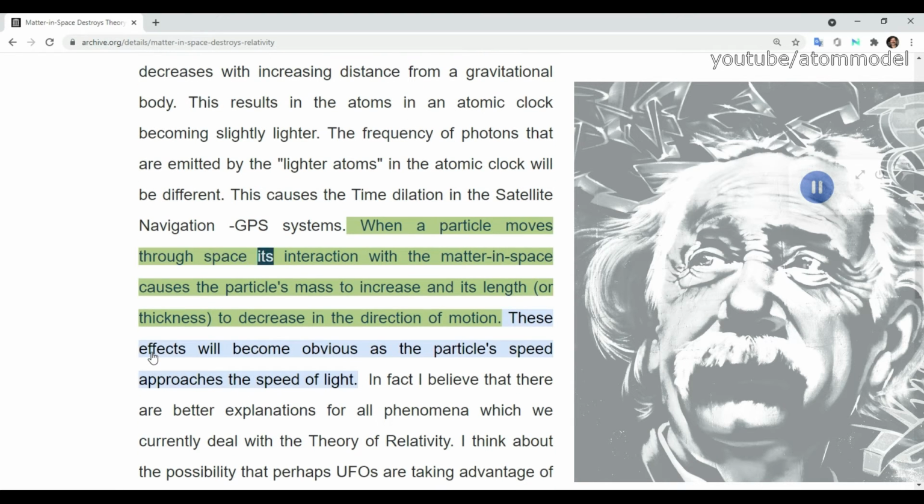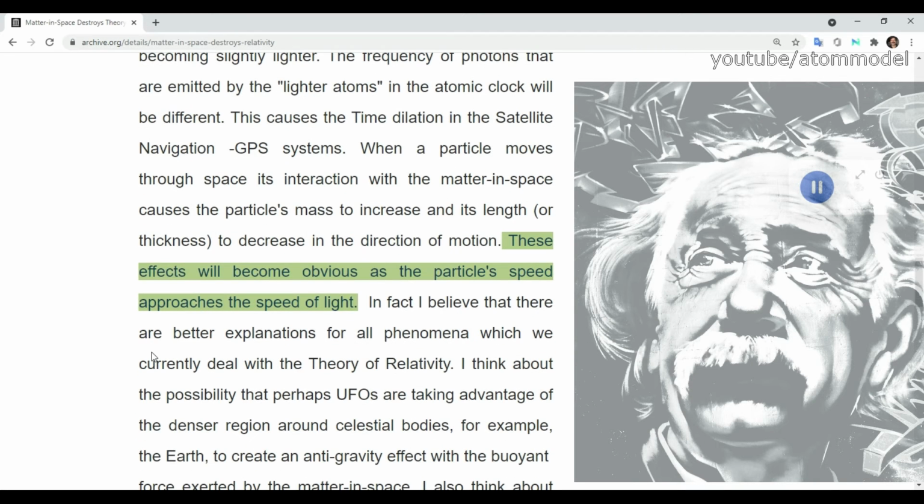When a particle moves through space, its interaction with the matter in space causes the particle's mass to increase and its length, or thickness, to decrease in the direction of motion. These effects will become obvious as the particle's speed approaches the speed of light.